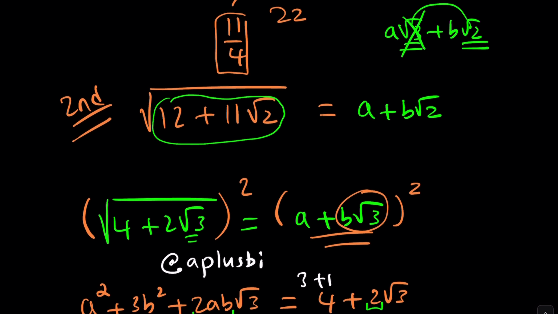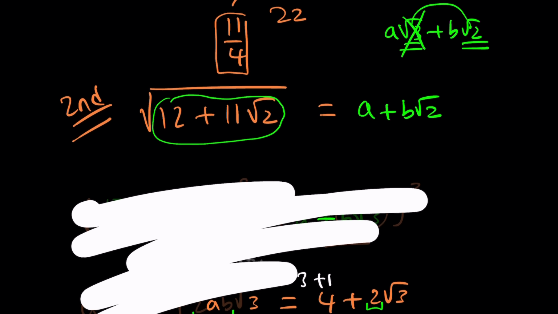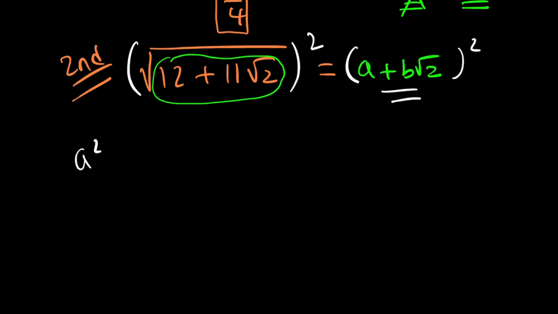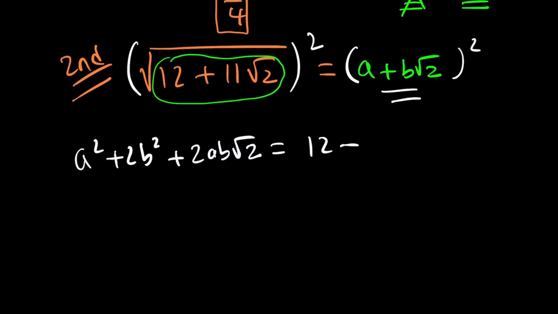Okay, what happens if we do the same thing here? Let's go ahead and see what happens. If we clean this area up, cool. Now we can square both sides again, like this and like that. Let's start here. a squared plus 2b squared plus 2ab times the square root of 2 equals 12 plus 11 times the square root of 2.